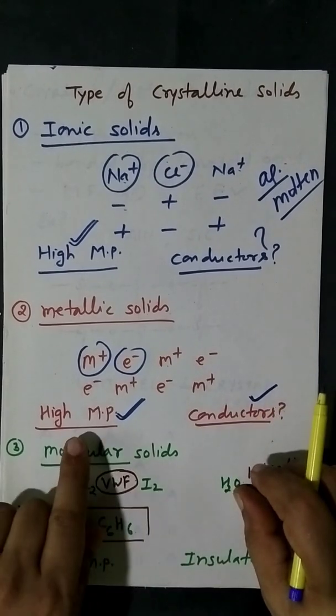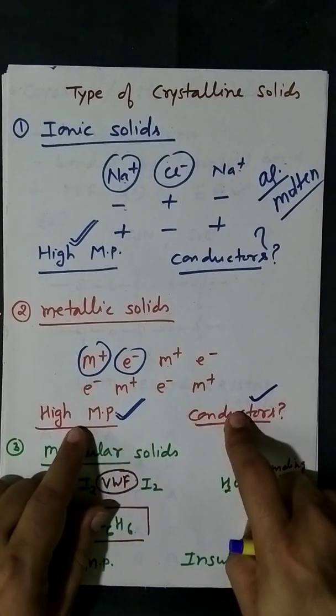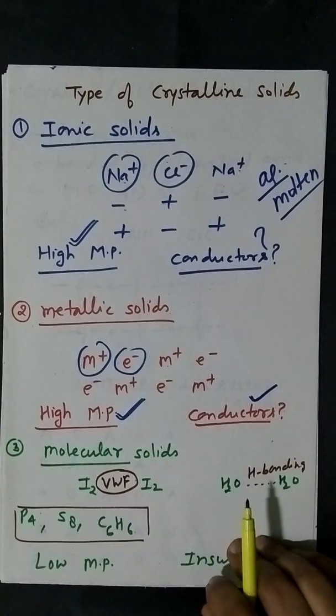So you may be given this type of properties: a solid has high melting point and it is a conductor in solid state. Identify the type of crystalline solid, your answer will be metallic solid.